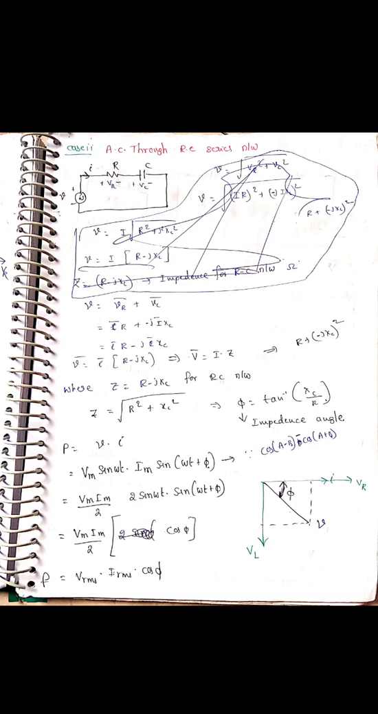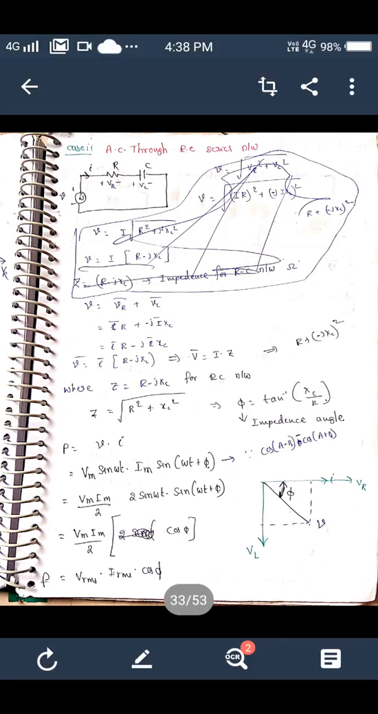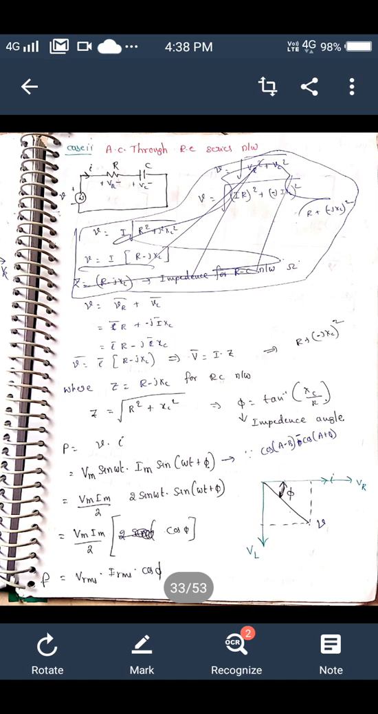Voltage across the capacitor is I into XC. XC is nothing but 1 by 2 pi f C. Frequency exists in the denominator, which means we have to specify j with 1 by j. 1 by j is nothing but minus j. That's why this expression becomes I into R minus j into I into XC. If we take I as common, we get R minus jXC. We can write this as V is equal to I into Z, where Z is R minus jXC. That means XC is placed downward.